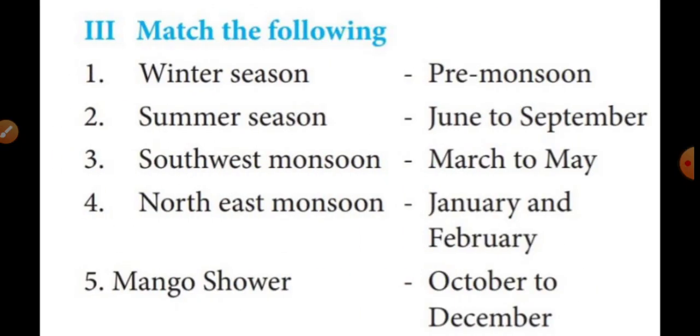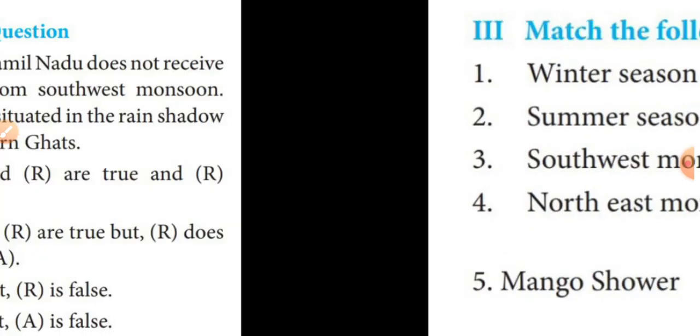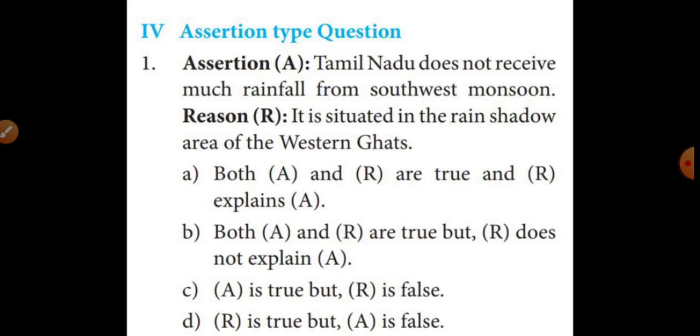First one answer, January and February. Second one answer, March to May. Third one answer, June to September. Fourth one answer, October to December. And the fifth one answer, pre-monsoon. Then assessment question, answer is A option.